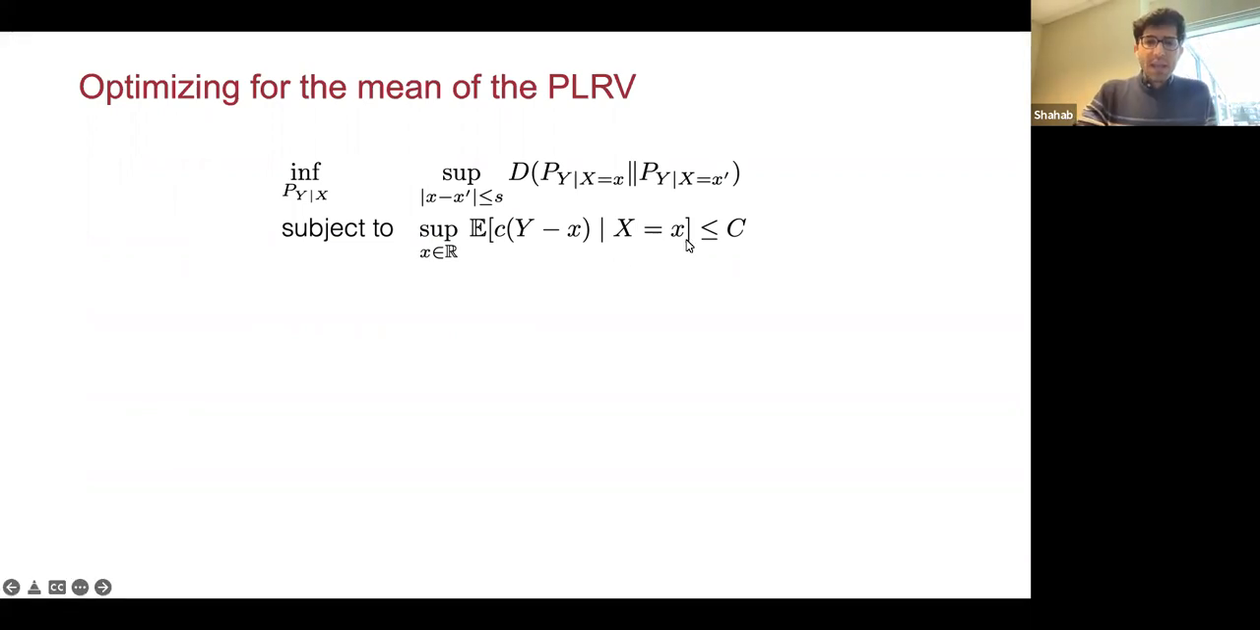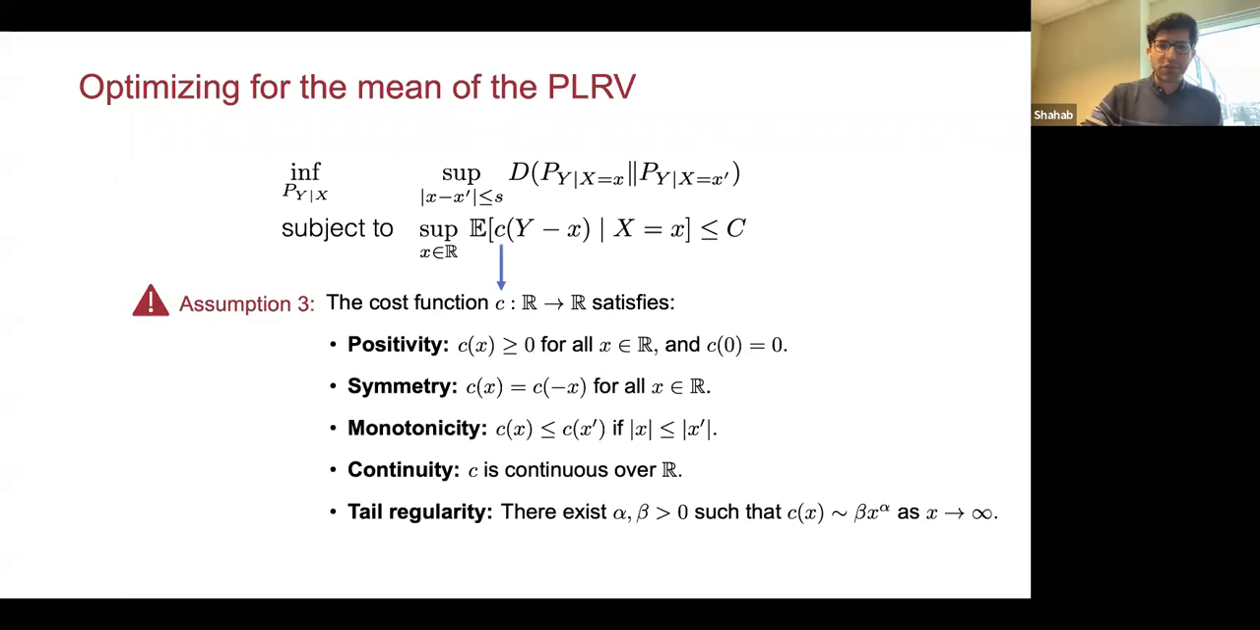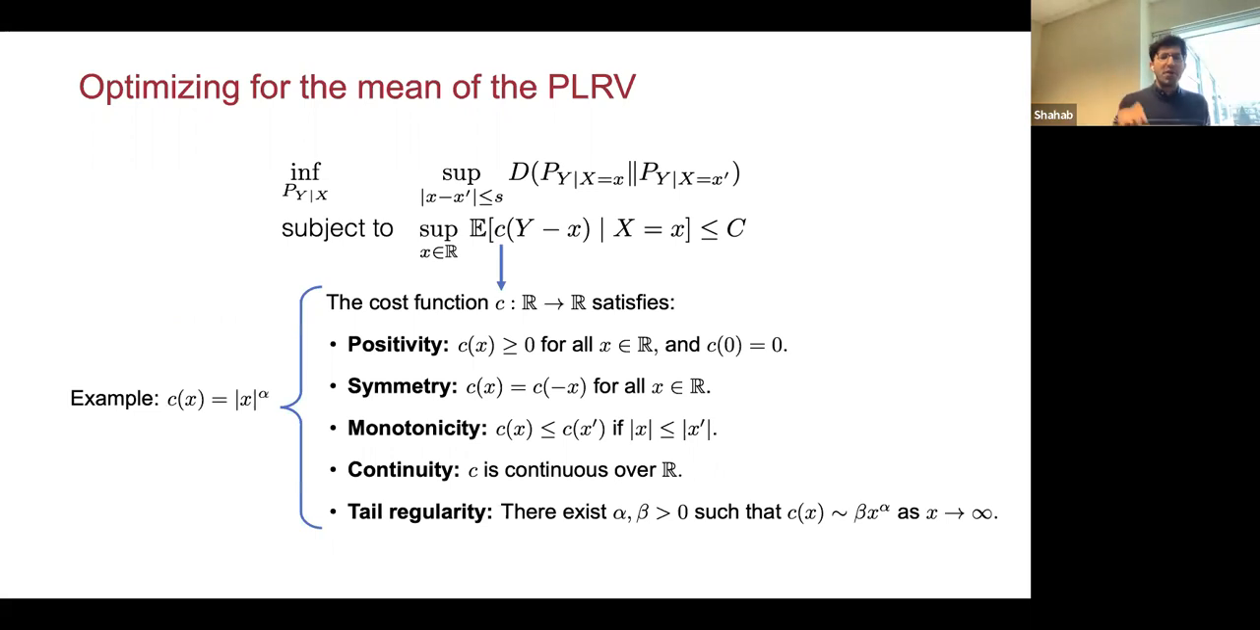So when the input is x, we are looking at the gap between y minus x, and we want this gap on average to be smaller than this constant c. And this c here is just a cost function. Well, not arbitrary, the cost function should satisfy a bunch of properties. But for now, we can just consider something like x to the alpha for any alpha. Any cost function that satisfies all these properties, our result holds.